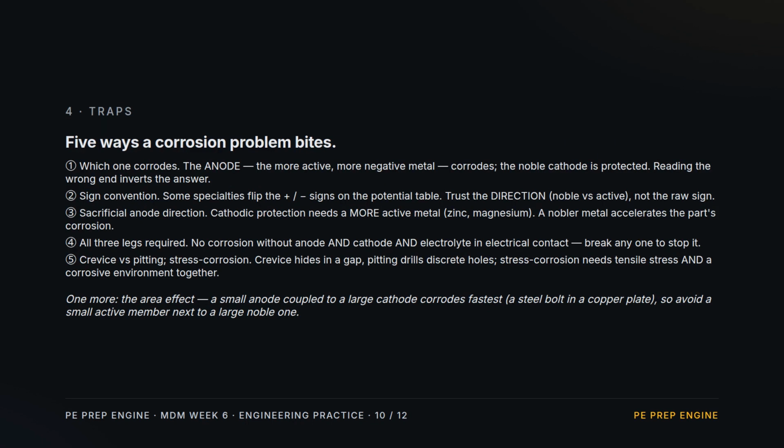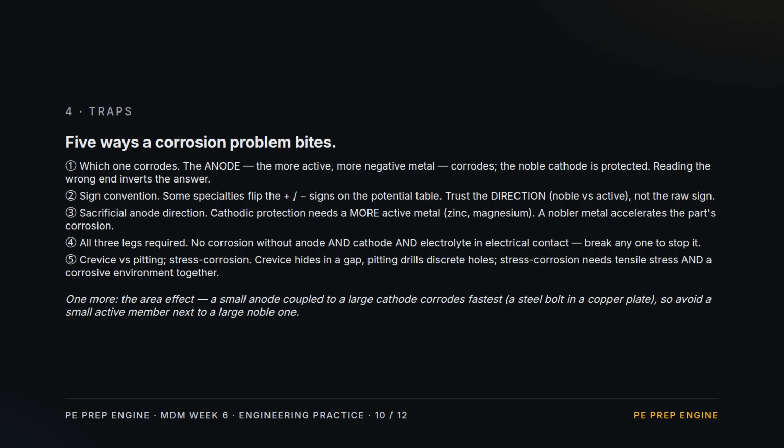Traps. 5 ways this bites. 1. The anode, the more active metal, is the one that corrodes. Read the wrong end, and you invert the answer. 2. The potential table signs can be flipped by convention, so trust noble versus active, not the raw sign. 3. A sacrificial anode must be more active than the part. A nobler metal makes things worse. 4. Corrosion needs all 3 legs, anode, cathode, and electrolyte in contact. Break any one to stop it. 5. Keep the mechanism straight. Crevice in a gap, pitting as discrete holes, and stress corrosion only when tensile stress and a corrosive environment act together.